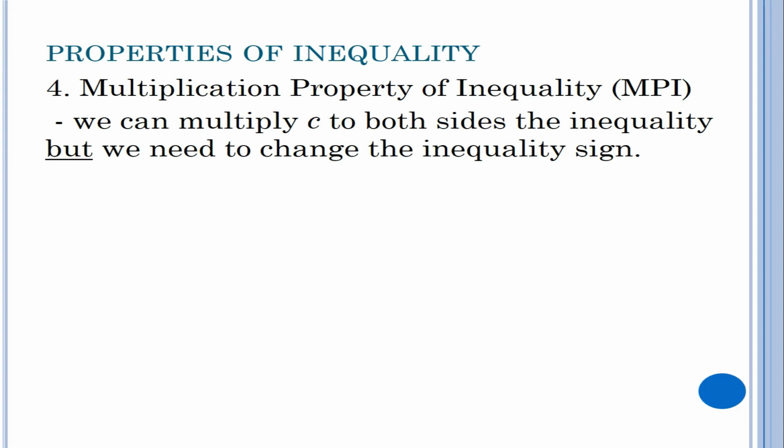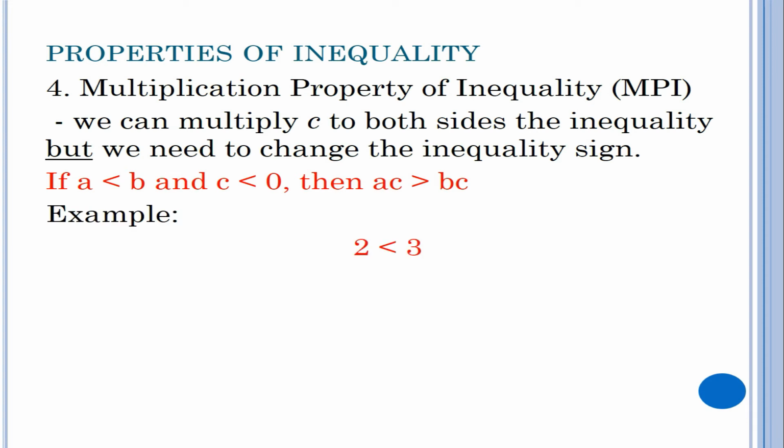So we can also multiply C to both sides of the inequality, but we need to change the inequality sign. So if A is less than B and C is less than 0, then A times C is greater than B times C. So for example, we have 2 is less than 3, and then we have 2 times negative 2 is less than 3 times negative 2. So we have negative 4 is greater than negative 6. So multiplying both sides of the inequality by negative 2, we have to change the inequality sign from less than to greater than. Do you have any questions?